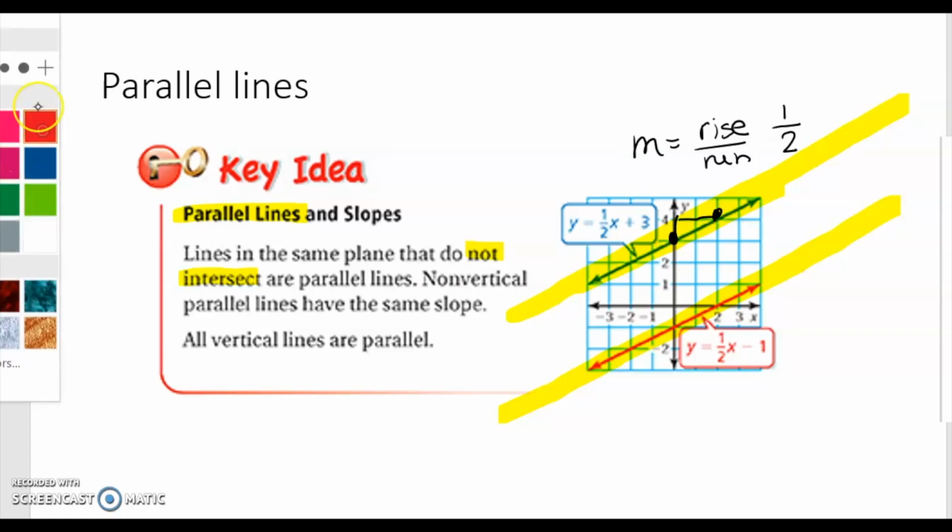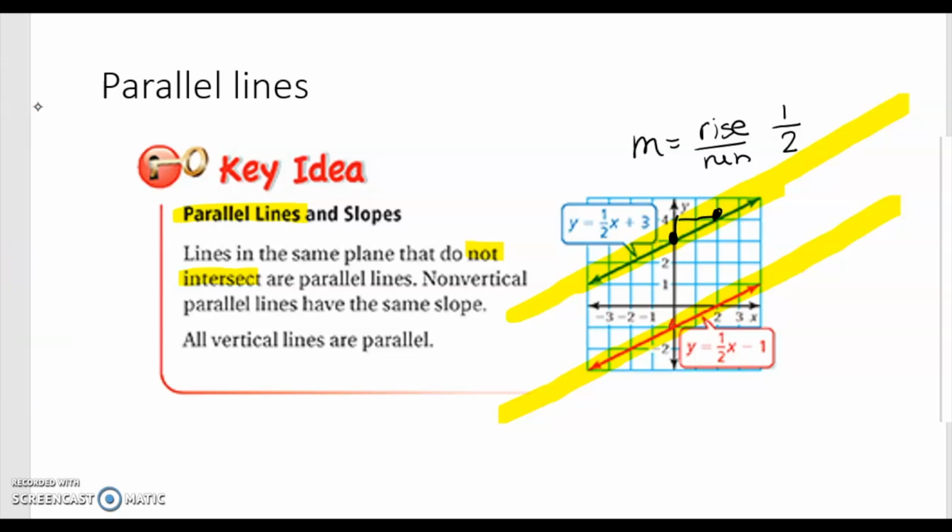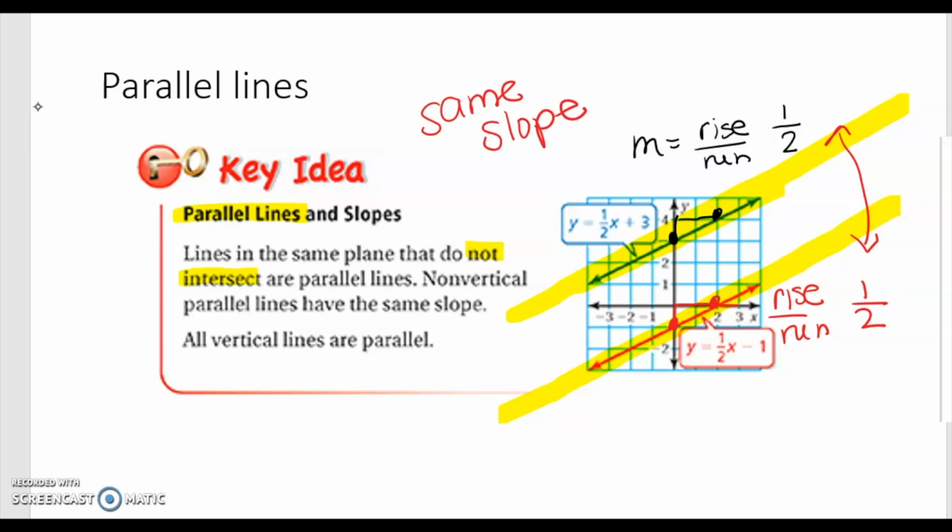Now if I take a look at the red line, again I'm going to do the same thing. I'm just going to go from one point on the line to another, and I'm going to count the rise over the run. The rise is 1. The run is 1, 2. It also has a slope of 1/2. So notice that parallel lines have the same slope. And that's true of all parallel lines. If two lines are parallel, their slopes will be the same.